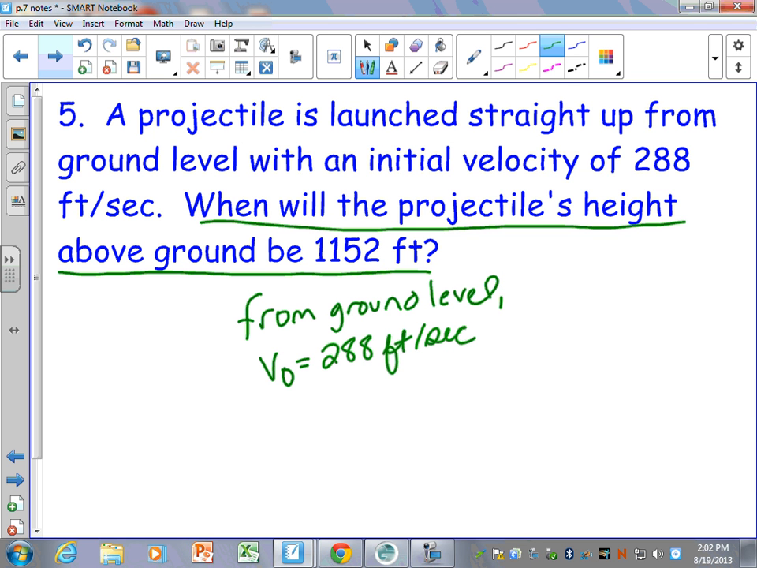And so anytime you see a question like this, we can use that equation. It always works. s equals negative 16t squared plus v sub 0 t plus s sub 0. And you should have enough information to fill in everything but one variable and then be able to solve for that missing variable.